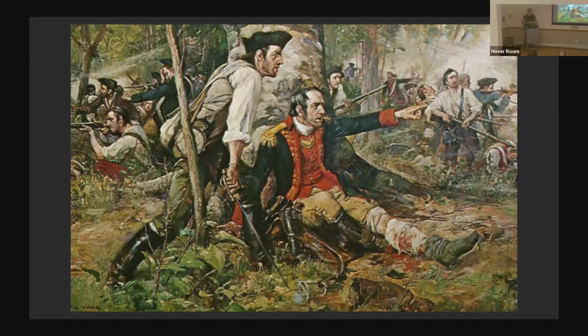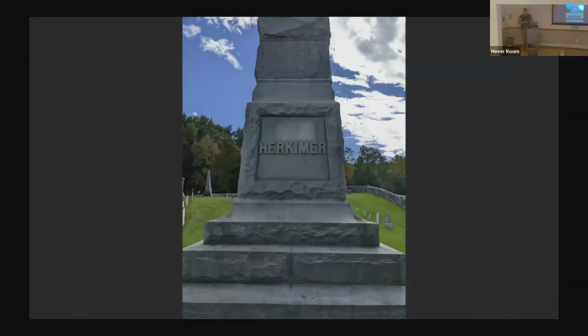He lives about another 10 days after this, and commanded his militia at Oriskany from that seated perch. Oriskany was a very, very bloody battle. Almost everybody involved at Oriskany who was under Herkimer, these are all Palatine descendants, sons and grandsons of Palatine settlers, many of whom were here at East Camp. This is the obelisk erected to Herkimer in the early 1900s at his home.